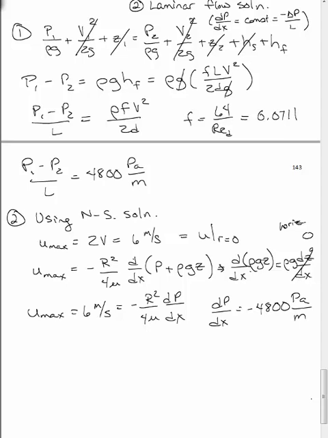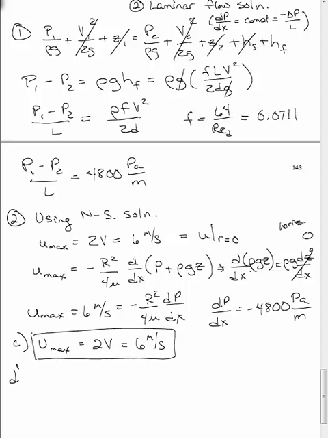So part C says find the maximum velocity in the pipe. Well, we already did that. Umax is 2V, which equals 6 meters per second. Ta-da, easy. Because it's laminar.